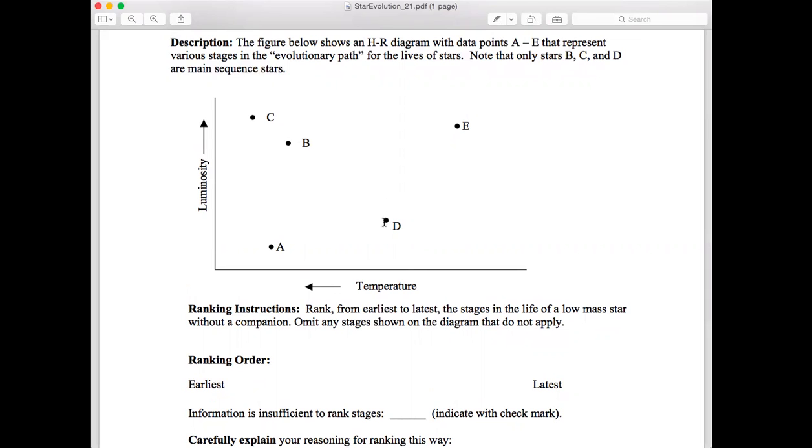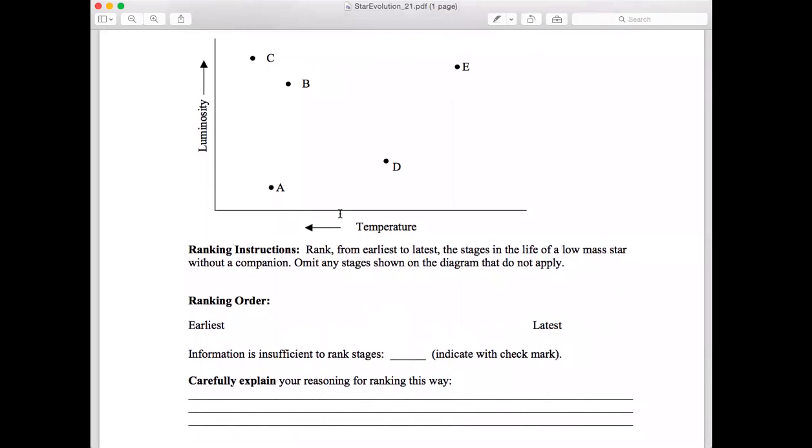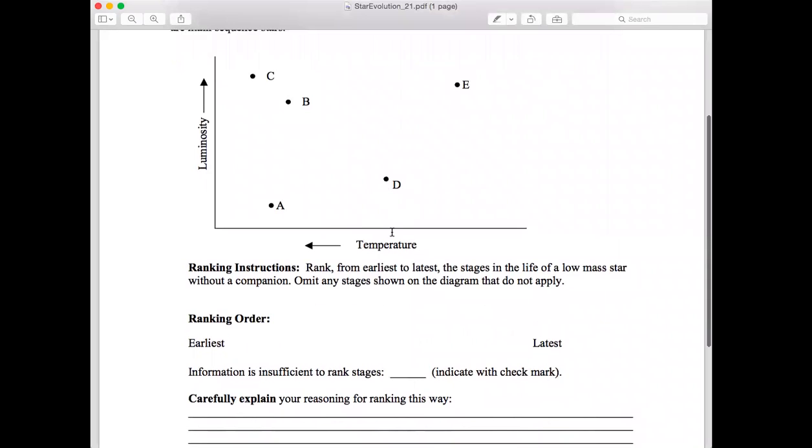So how can a low mass star evolve from being low mass to becoming high mass? Is that possible? No, I have a giant after being high mass. I had D first, then B, then C, then E, and then A. And so I don't agree with that.